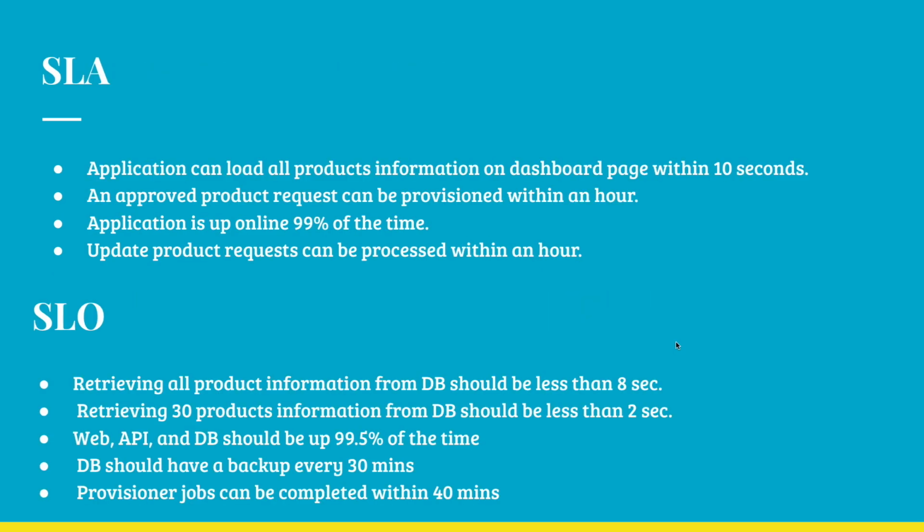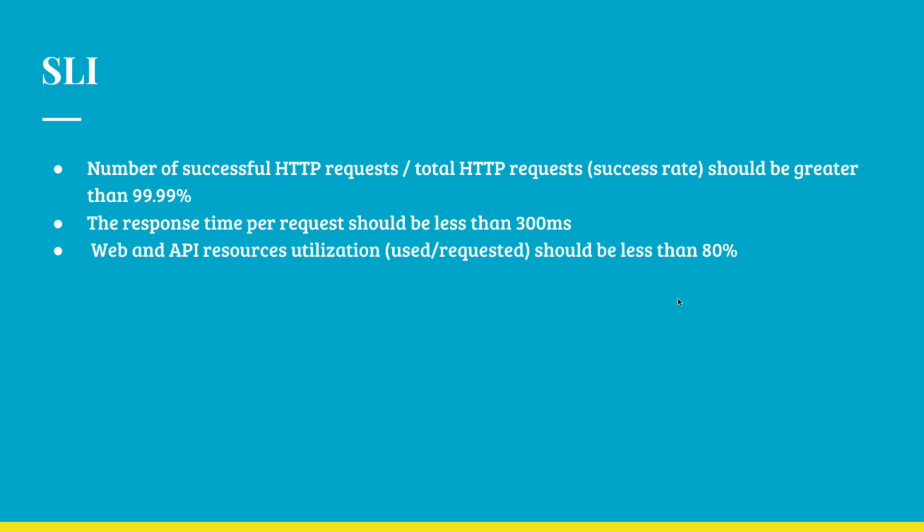Based on the functionality of Registry, I have come up with some example SLA and SLO, including that the web, API, and database should be up at least 99.5% of the time. Also, the database should have a backup every 30 minutes and should be able to retrieve all product information in less than 8 seconds. Following the four golden signals, I also came up with some service level indicators. And collecting that information is what the Sysdig monitoring dashboard can help us with.